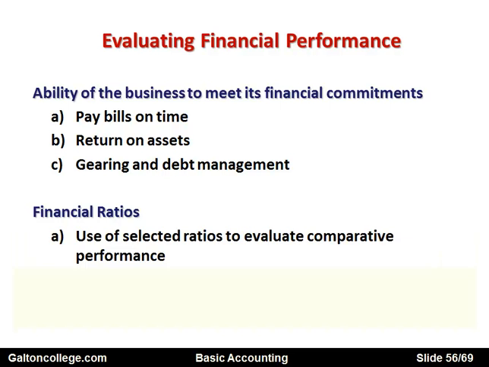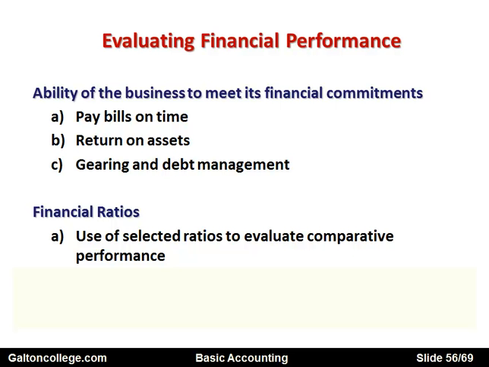Financial ratios. Well, the use of selected ratios to evaluate comparative performance. Ratios are good because they enable businesses to make comparisons between themselves and perhaps other businesses. Businesses vary in size, and they vary in the way they're organized and the types of products they make. But it's still possible to work out the performance of one business against another by looking at the ratios. Look at the return on the capital invested, or look at the ability of the business to pay its debts in the short run, the amount of revenue it has versus the amount of debt.